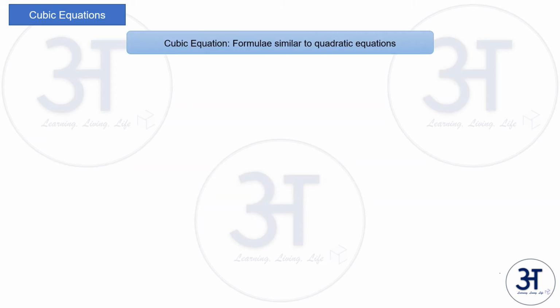So for quadratic equation, let us quickly recall. We have taken a quadratic equation of the form ax square plus bx plus c equal to 0, where alpha comma beta are the roots, and we have alpha plus beta, that is sum of the roots, equal to minus b by a, and alpha beta, that is product of the roots, is c by a.